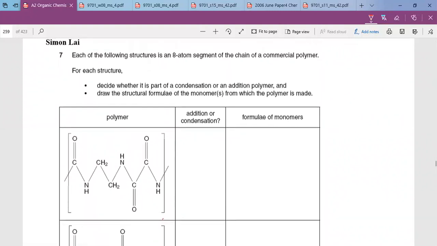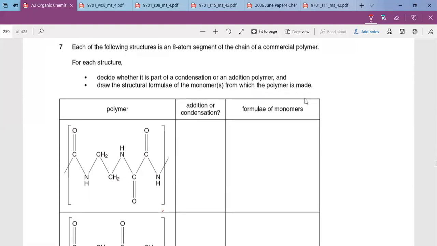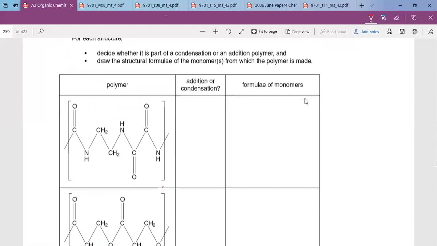For each structure, decide whether it is part of a condensation or addition polymerization, and draw the structural formula of the monomer or monomers which the polymer is made of. This is the famous question. Three times it has come out like that already. They give the polymer and ask what kind of polymerization it is and what kind of monomers these are. Very simple. Now, how do you know whether they are addition or condensation? Very simple.